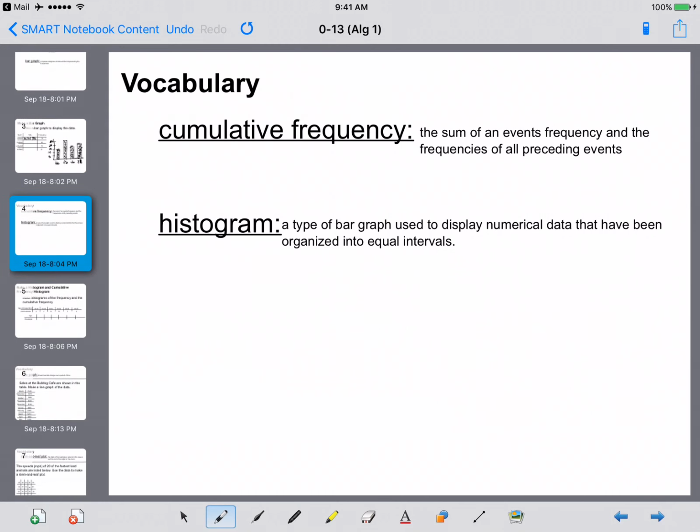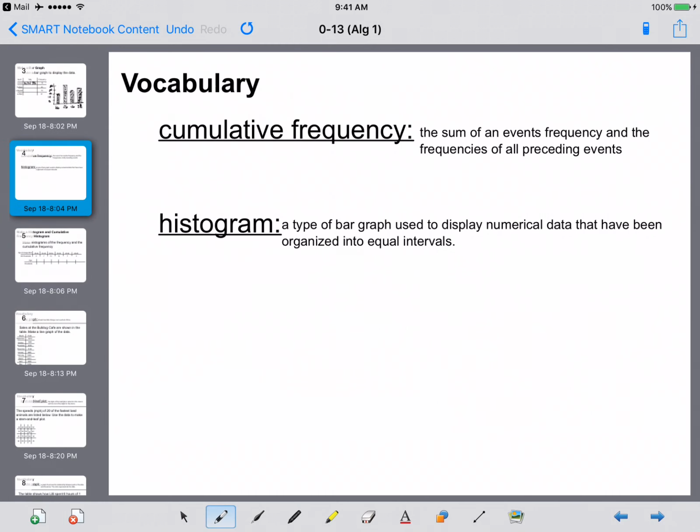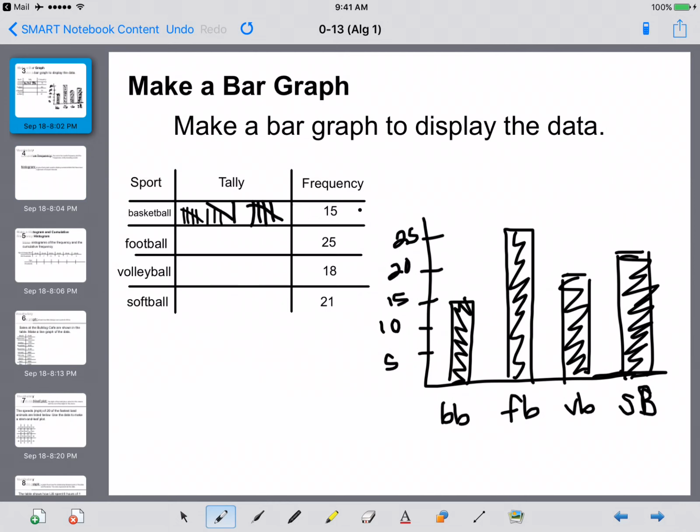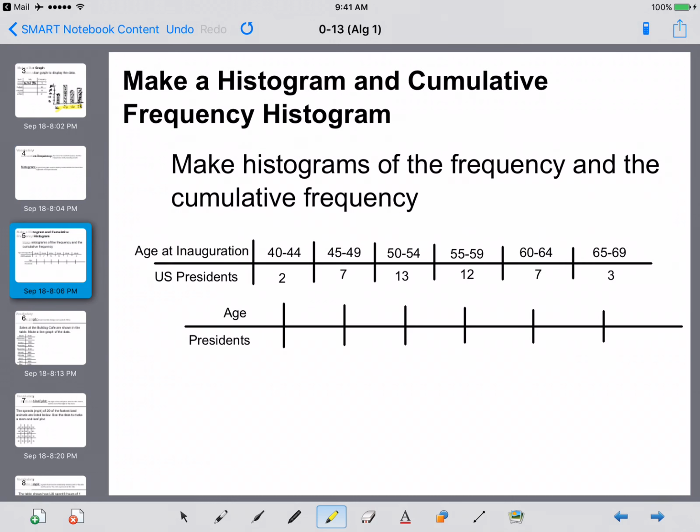Now we have a cumulative frequency. So that's the sum of an event's frequency and the frequencies of all the preceding events. So every event before it is added on. A histogram is a type of bar graph used to display numerical data that have been organized into equal intervals. So a histogram has down here where we did our categories, they're numbers instead of equal intervals. So make a histogram and a cumulative frequency histogram.